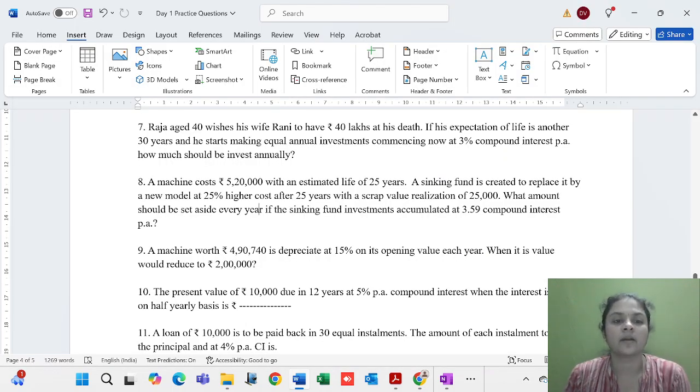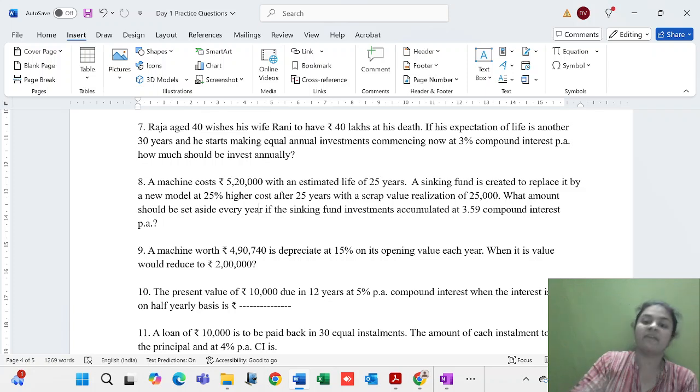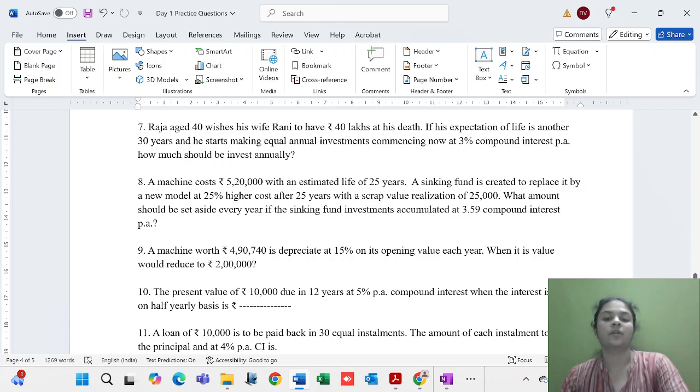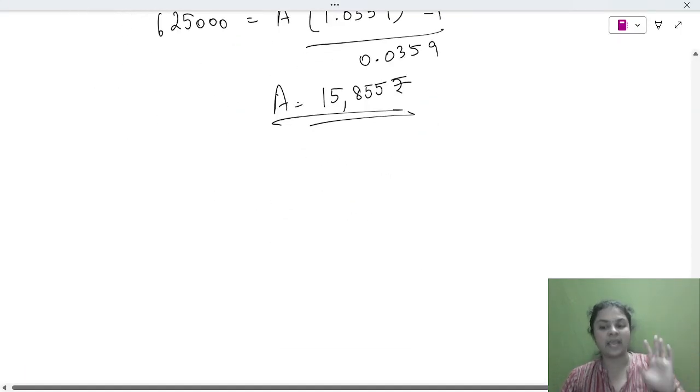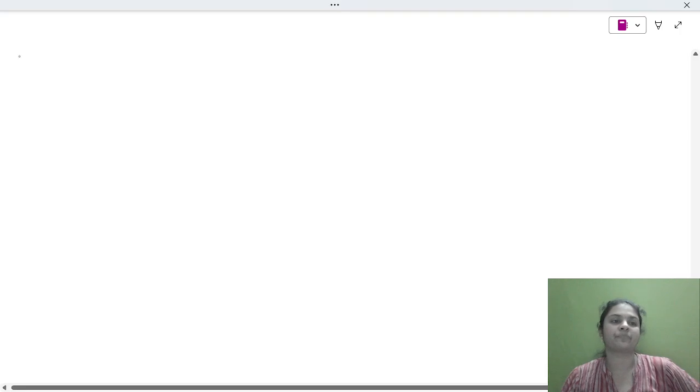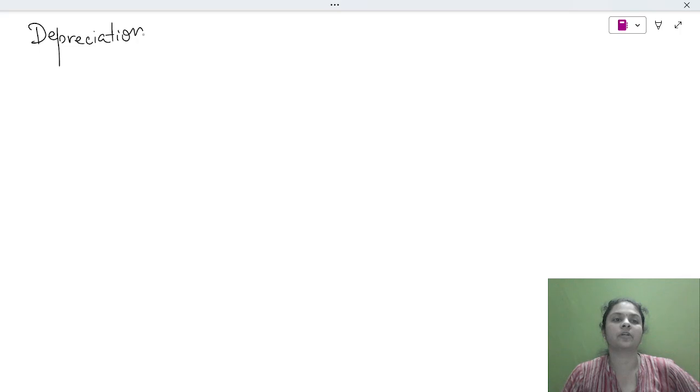Next, ninth one. A machine worth 4,90,740 is depreciated at 15% on its opening value. Then its value will reduce to 2 lakhs. Now friends, if the question is on depreciation, you will use the same compound interest formula only. So remember, please take this formula down. I think it is not there in the notes page. I might have forgotten to give it there.